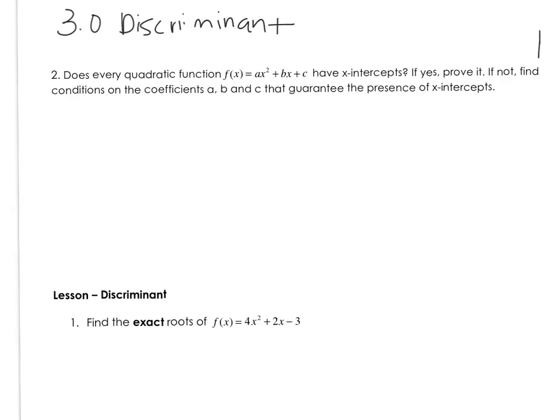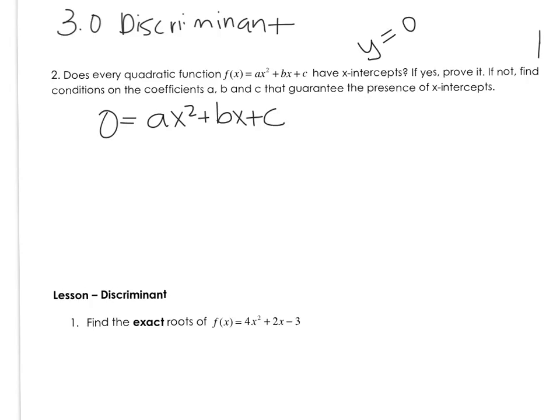All right, does every quadratic function, so this is in standard form, ax squared plus bx plus c, have x-intercepts? If yes, prove it. When we have x-intercepts, that is when y is equal to 0. If we're trying to show whether they have x-intercepts, we can solve for x when y is 0. So we could use our function at 0, ax squared plus bx plus c. If I set y equal to 0, that's going to help me solve for my x-intercepts.